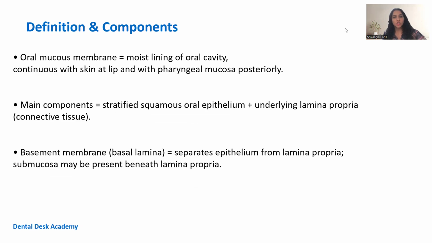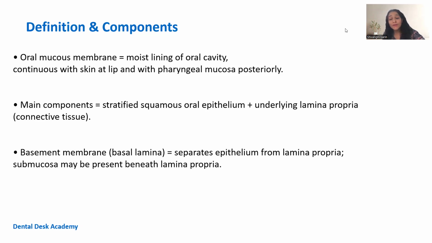All right. So the oral mucous membrane is nothing but the moist lining of the oral cavity. Now, it is continuous with the skin at the lip and posteriorly with the pharyngeal mucosa. The main components are a squamous stratified oral epithelium, the underlying lamina propria, which is the connective tissue component, the mucosa and the submucosa actually.